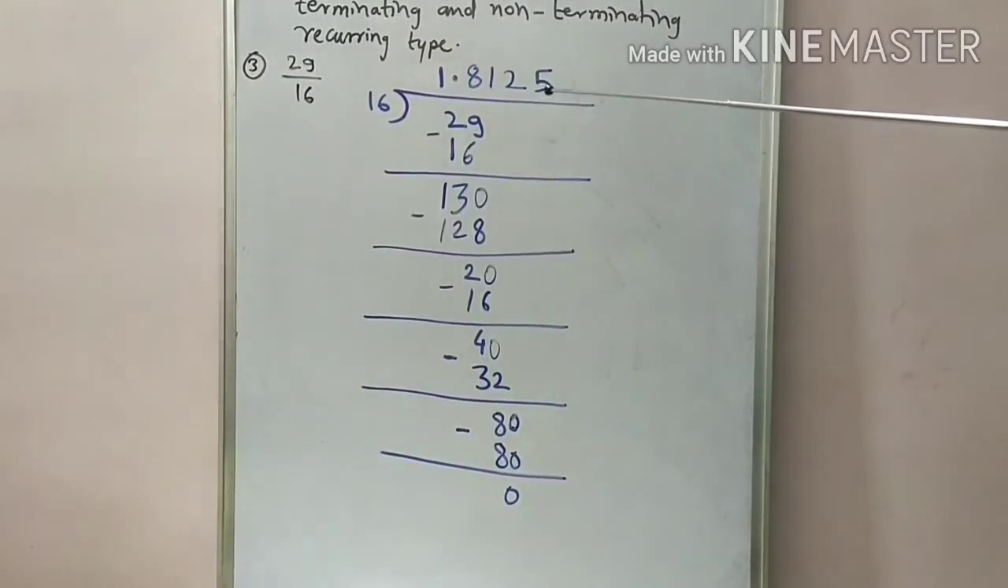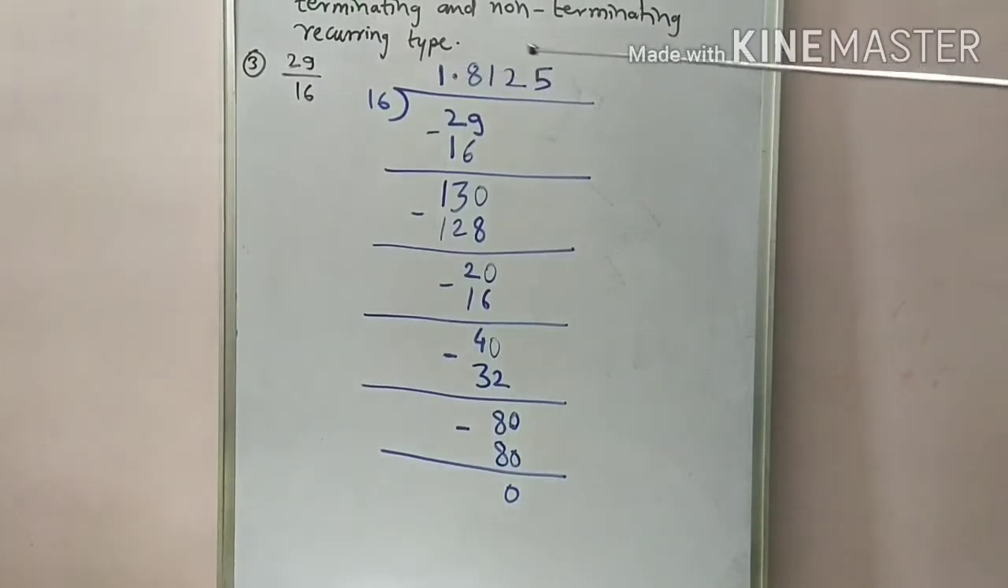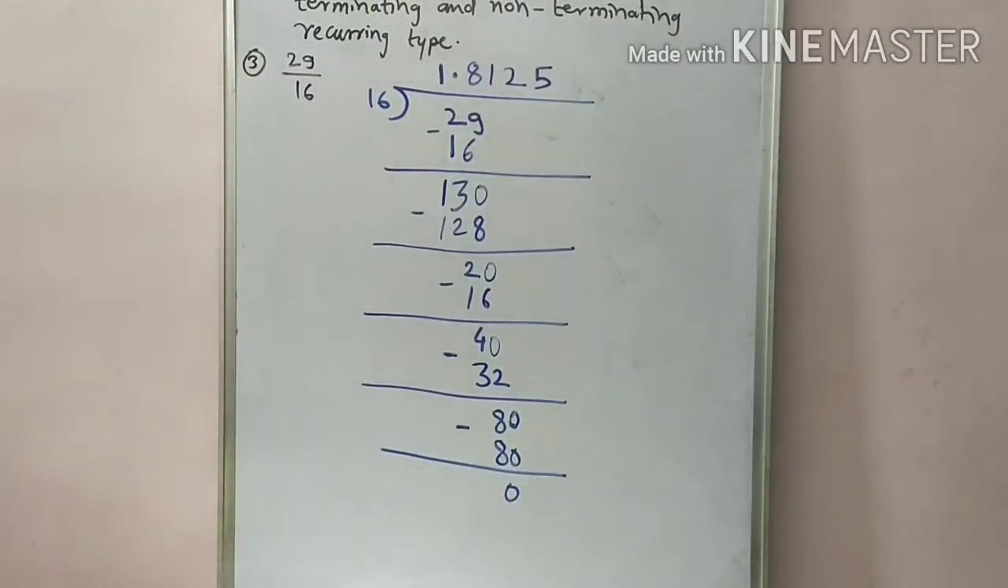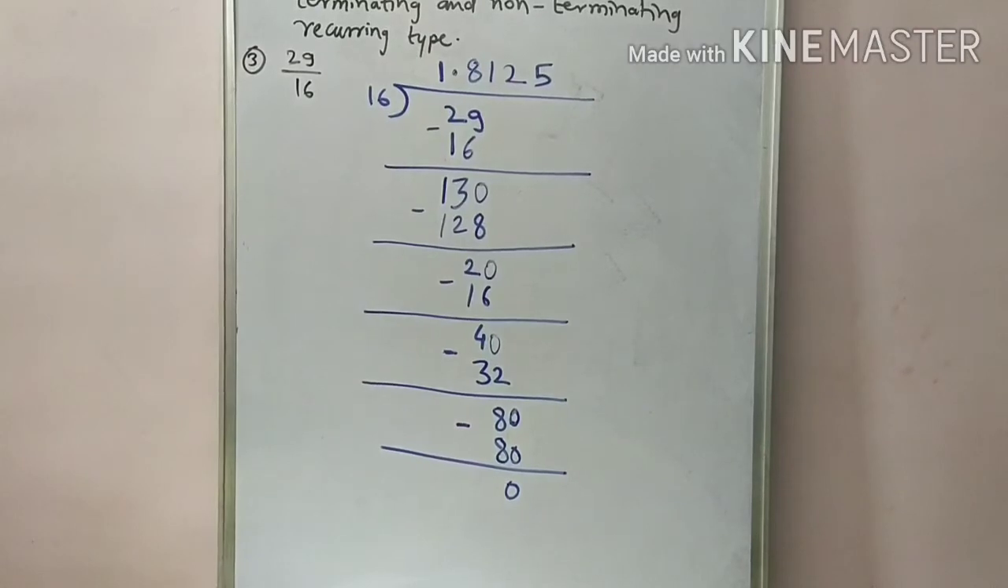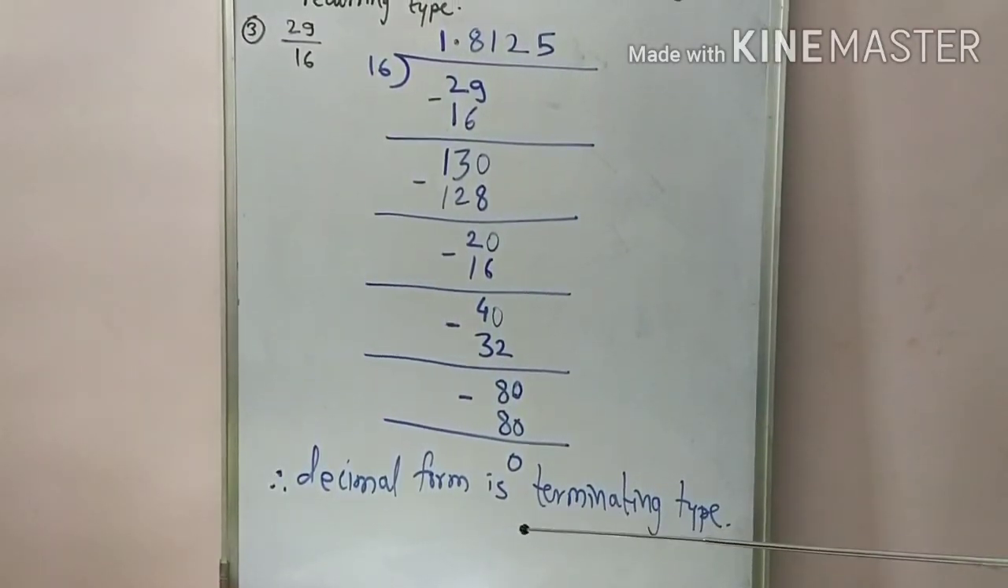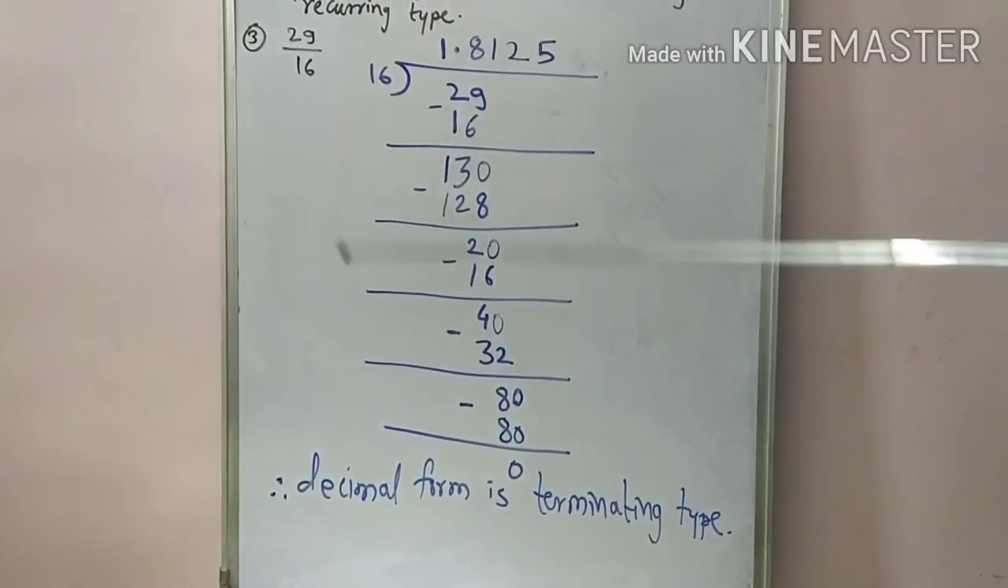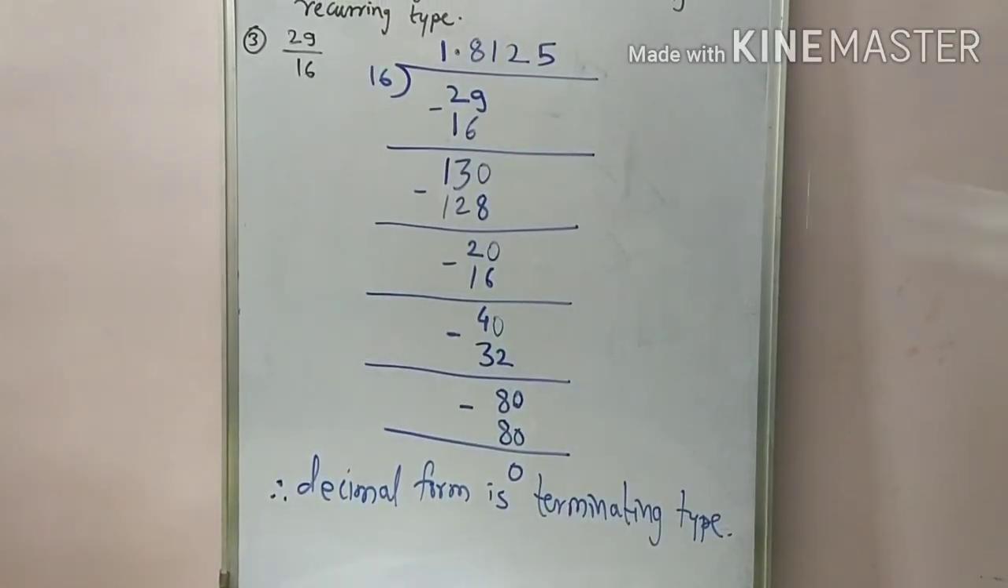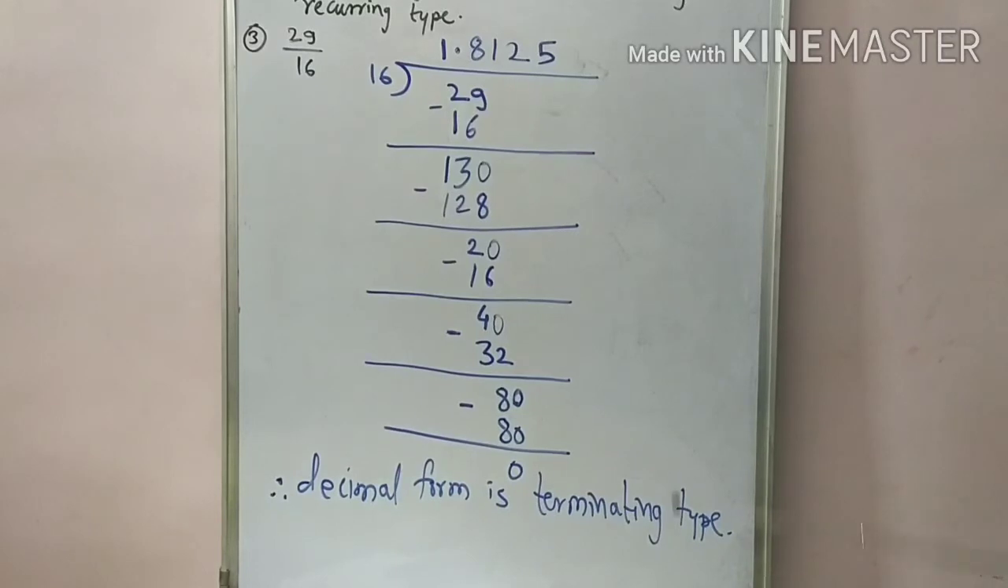1.8125. Means this decimal form is terminating type. And hence here we write down that the decimal form of that number is terminating type. So the examples ask an exam for 2 marks.